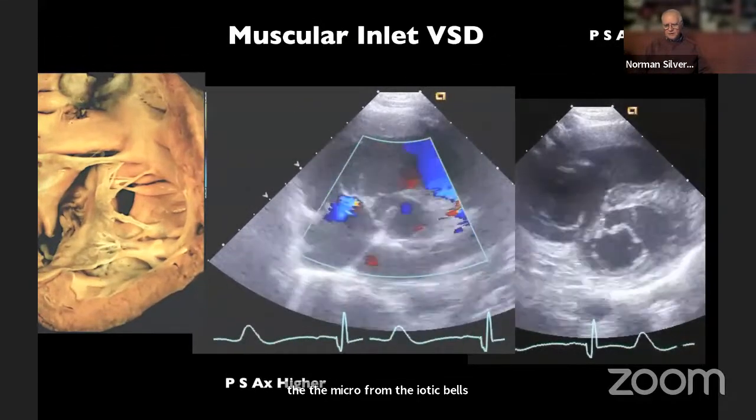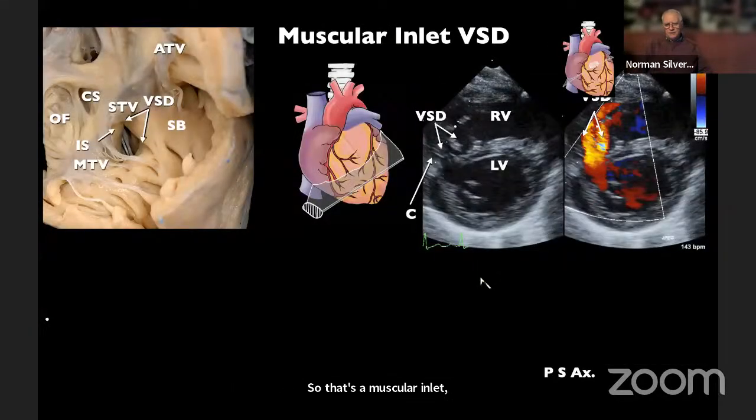So that's a muscular inlet ventricular septal defect. Now, here's another muscular inlet ventricular septal defect. Here's the septal leaflet of the tricuspid valve. Here's the coronary sinus, which is posterior, and the oval fossa, as you see it here. This is the medial tricuspid valve leaflet here, the inferior leaflet, and the septal leaflet.